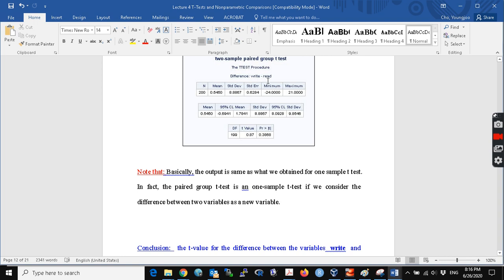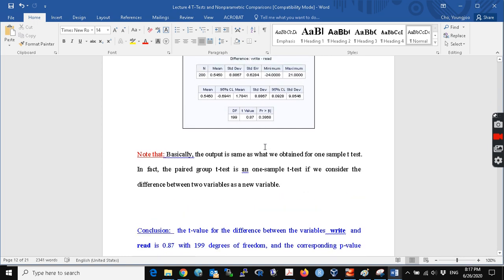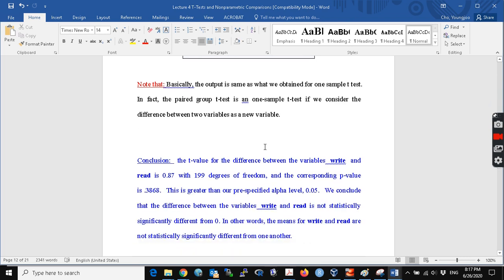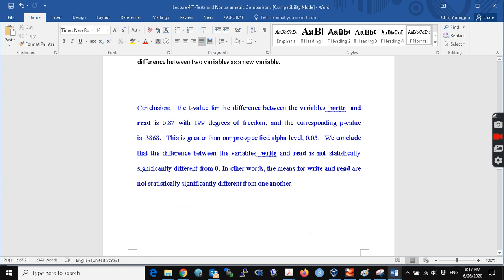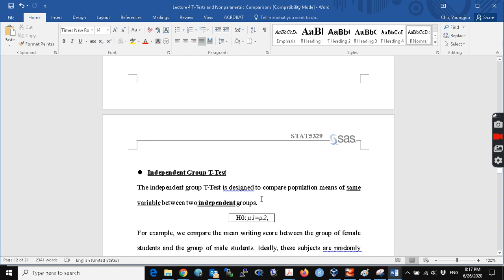Here the mean is the mean of these differences, and the standard deviation is the standard deviation of these differences. The t value is small, and the p value is greater than 0.05, so you do not reject the null hypothesis. It means that there is no difference between the writing score and reading score, which means that the means for write and read are not statistically significantly different from one another. Okay, I will talk about the independent group t-test in the next video.